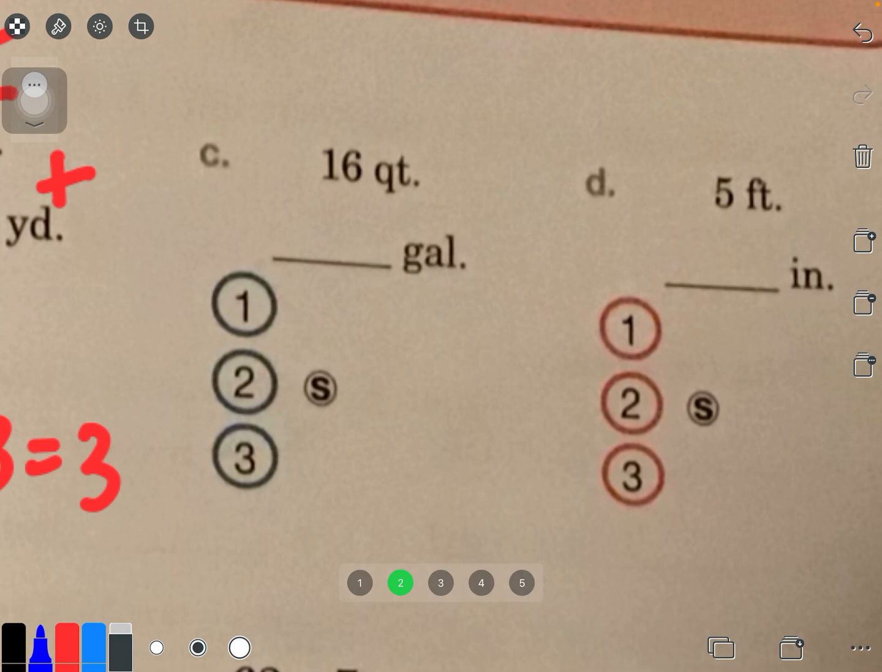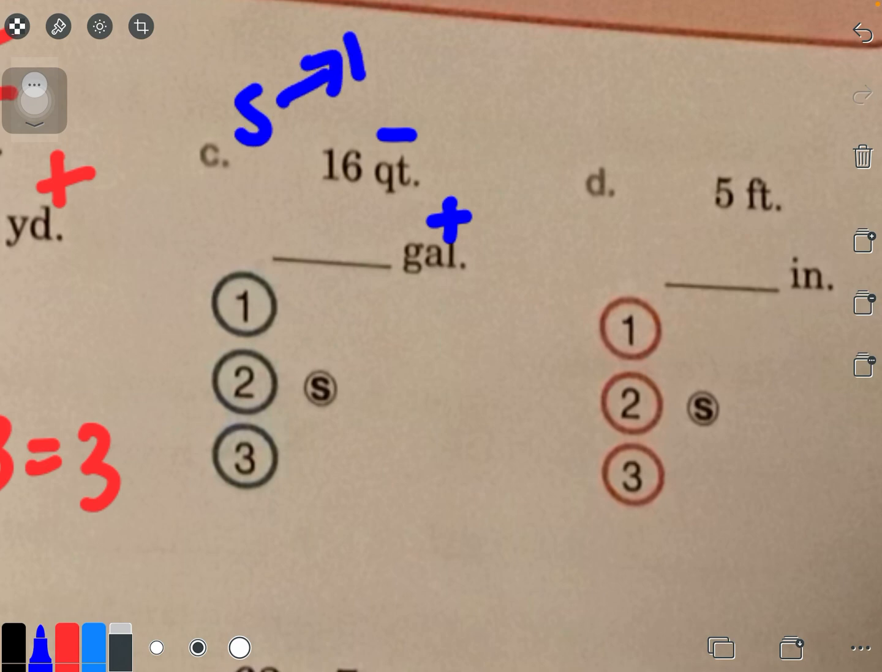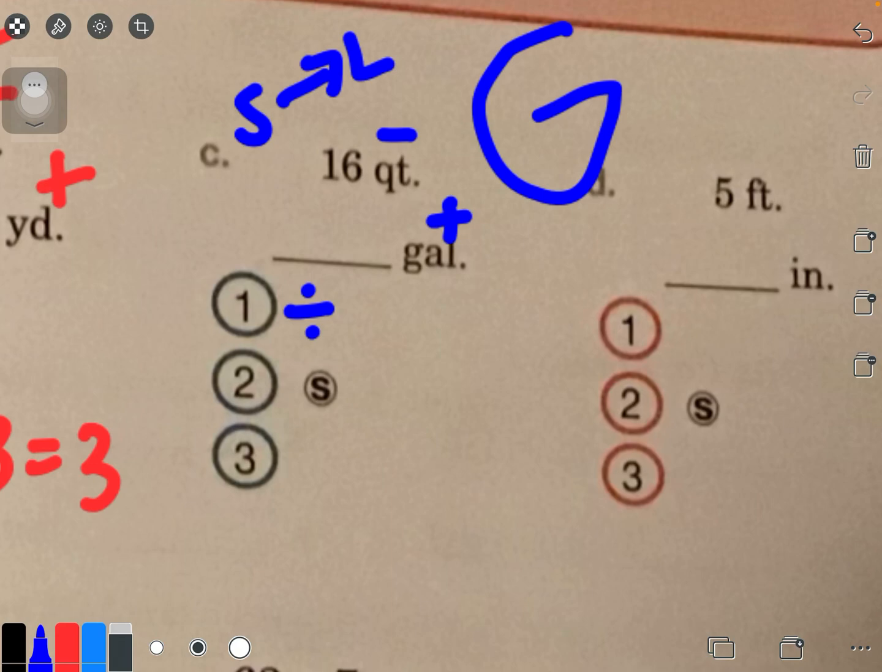All right, letter C. Quarts and gallons. Who is bigger, a quart or a gallon? I hope you're saying that a gallon is bigger. So we're going from small to large again. If we're going from small to large, we, doing the hand motions, divide. Okay, we divide. Now, think about this. How many quarts are in a gallon? If I think of the kingdom of gallon, how many quarts do I have? I have 4 of them, okay?